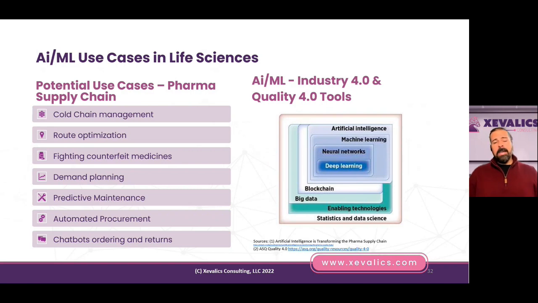But also AI machine learning is being considered as fundamental tools within the Industry 4.0 and Quality 4.0 initiative. As you can see here from this diagram, artificial intelligence, machine learning, and deep learning are included in tools that actually help move the industry forward with these initiatives, Quality 4.0 and Industry 4.0.